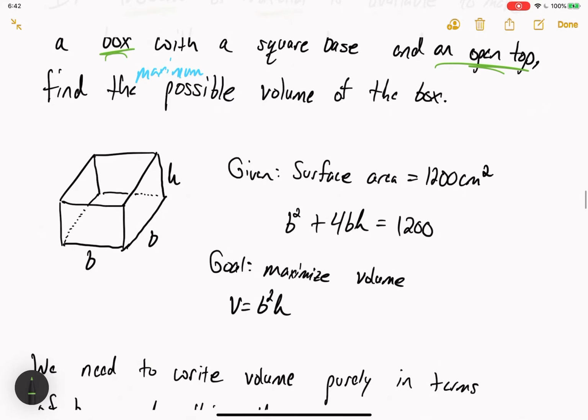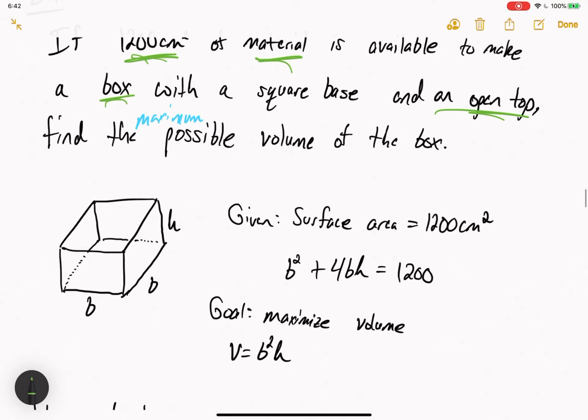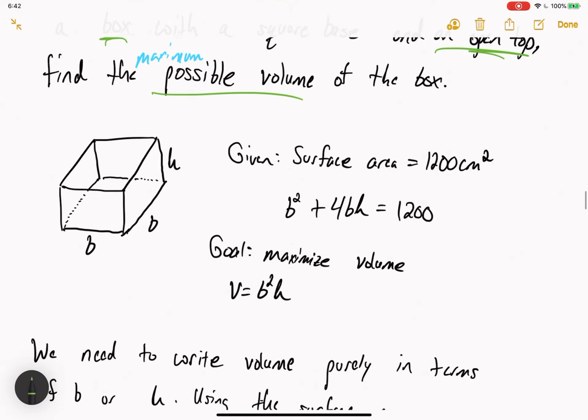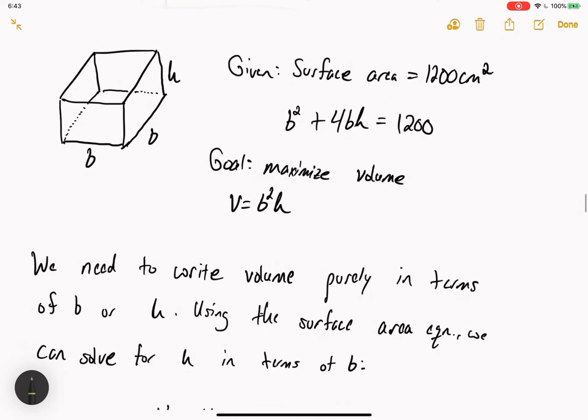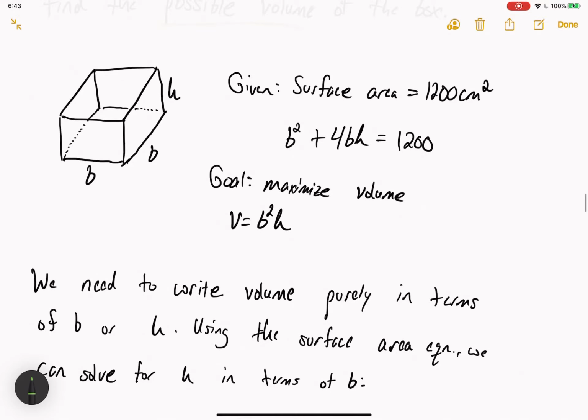And we know the equation for surface area of a box, it will just be the base, so the area of the box, b squared, plus the area of all the sides. Each of the sides is just going to be b times h, so 4bh. So b squared plus 4bh is equal to 1200. And our goal was to maximize the possible volume. So to find the maximum possible volume of the box, the volume is going to be equal to b squared h. So again, the volume is in terms of 2 variables, b and h.